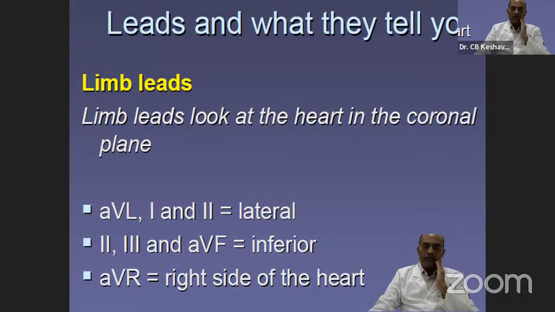So limb leads look at the heart in the coronal plane. 1, 2, and AVL are called the lateral leads, and also V5, V6, which are the high lateral leads. 2, 3, and AVF are called the inferior leads because they pick up electrical activity from the inferior surface of the heart. AVR is the right side of the heart. AVR is an augmented right-sided lead.